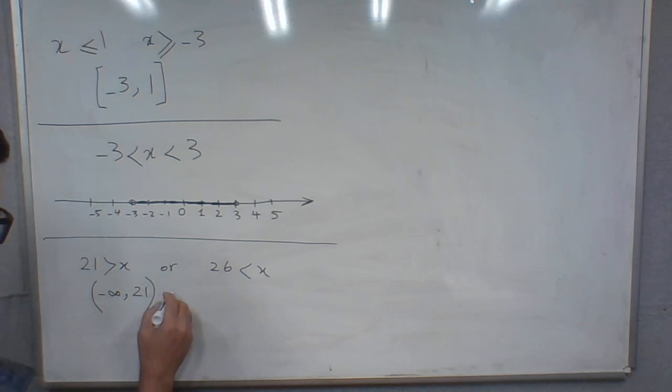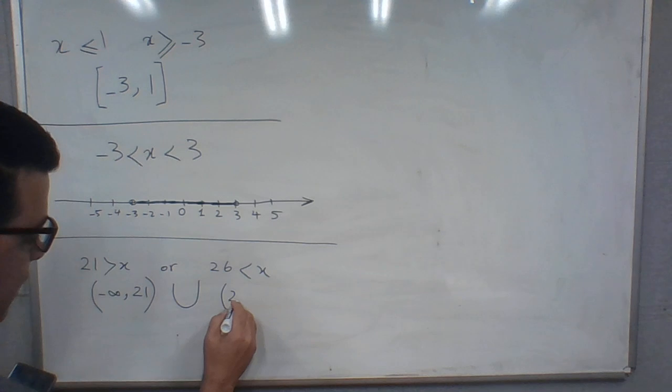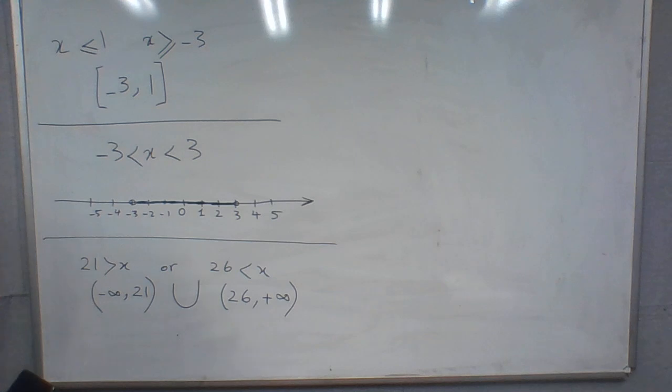And then or means union. Union x greater than 26. So 26 and whatever is greater than that. So this is two intervals combined together by a union sign. And so negative infinity and 21 union 26 and positive infinity. Okay, now we go to problem 87.